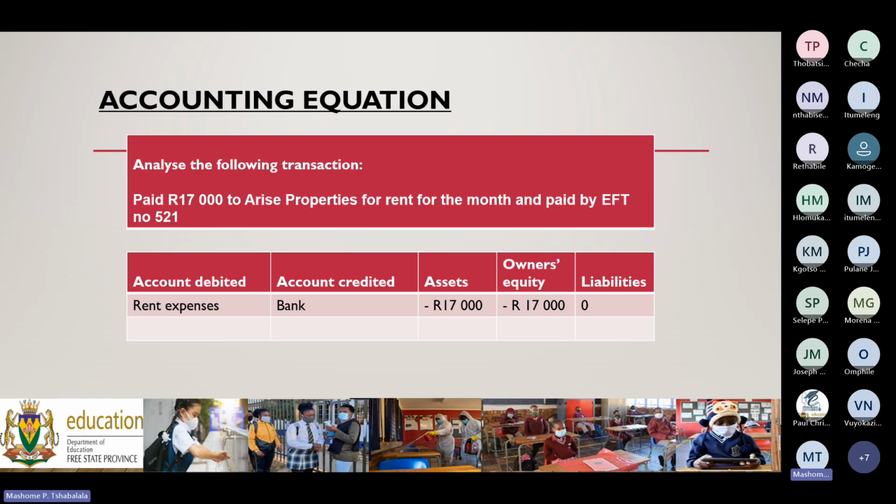Bank will decrease assets by 17,000, then rent expense will decrease owner's equity, or it has a negative impact on the owner's equity by 17,000. Moving to the next one.